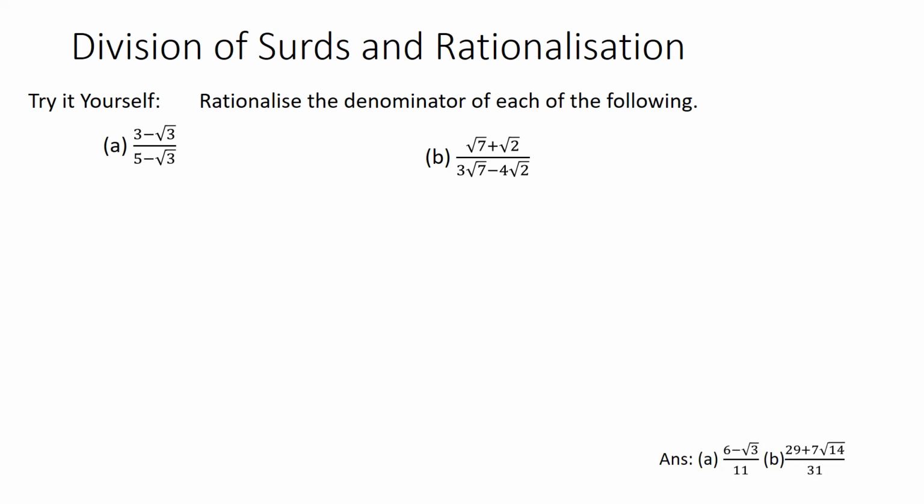The answer for A is 6 minus √3 over 11, and B is 29 plus 7√14 over 31. Do you get the answer correctly?